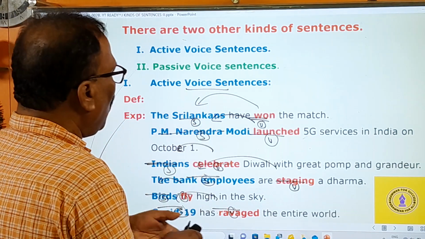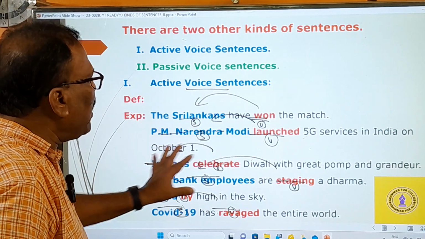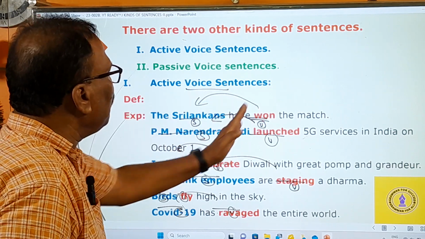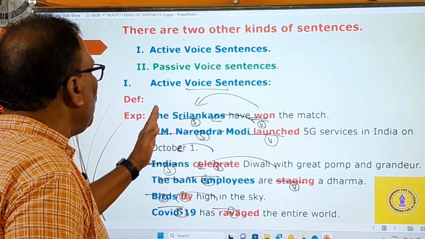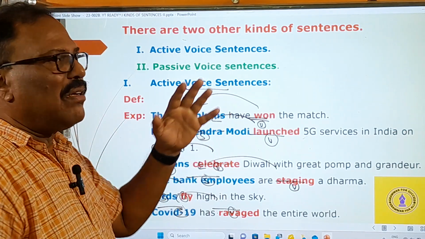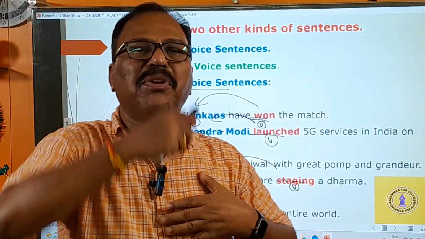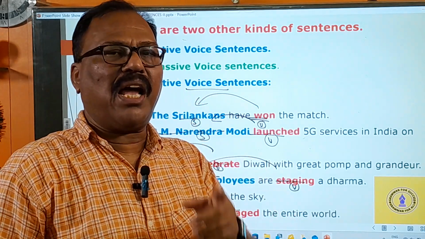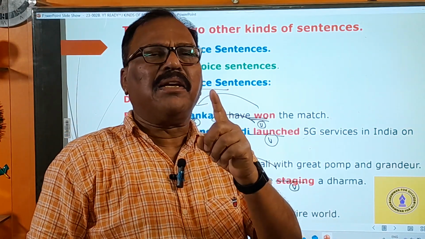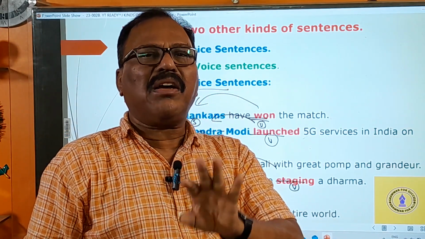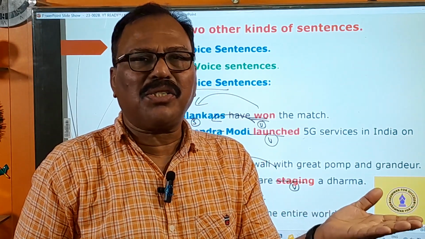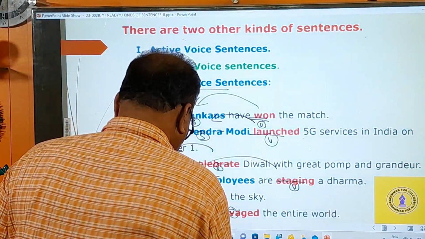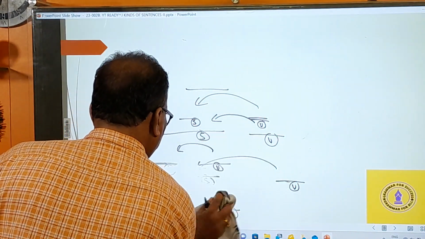So here in all these examples, subjects are placed before the verb. Red color words are verbs, and blue color words are subjects. Subjects are placed before the verb. Therefore, they are said to be in the active voice. In the active voice, always the subjects are placed before the verb. In that way, all simple, normal, assertive sentences are active voice sentences only, right? And now, the last one.